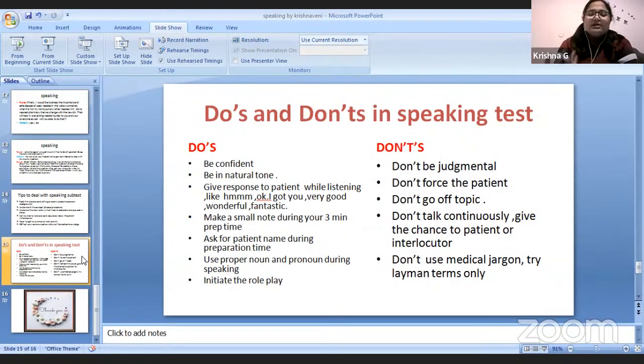If possible, instead of writing hypertension, you can just write it like HTN. Create your own abbreviations. There is nothing wrong in that. You can just make a short note and ask for the patient name during your preparation time. The next one is use proper noun and pronoun during the speaking.